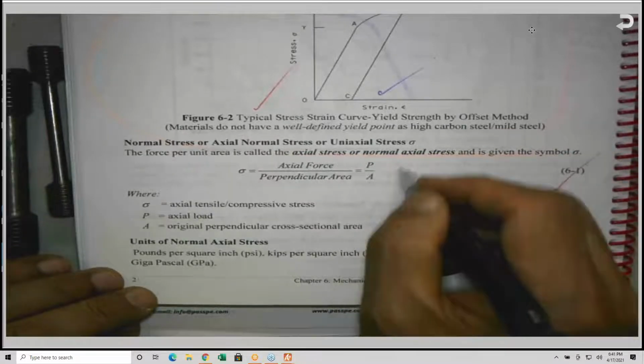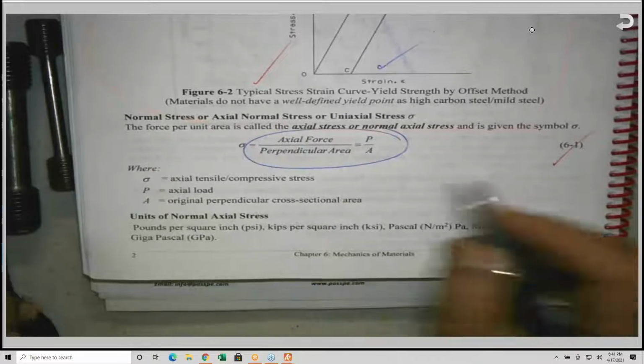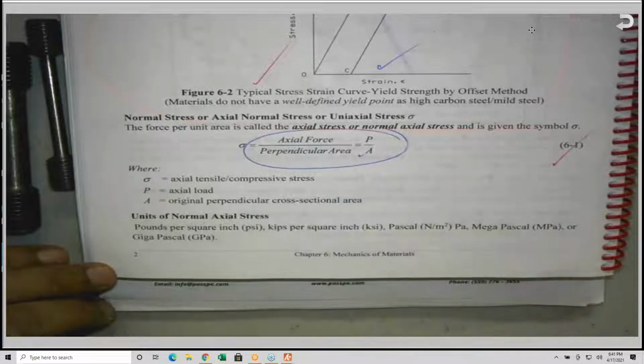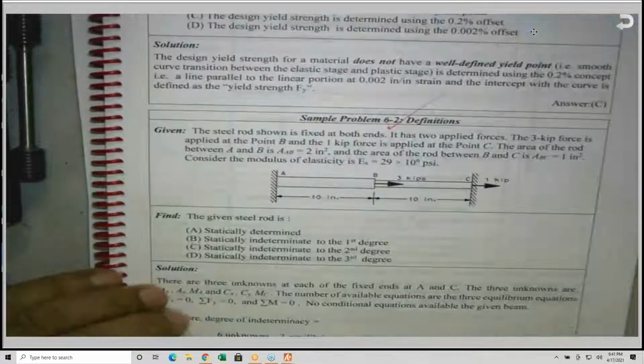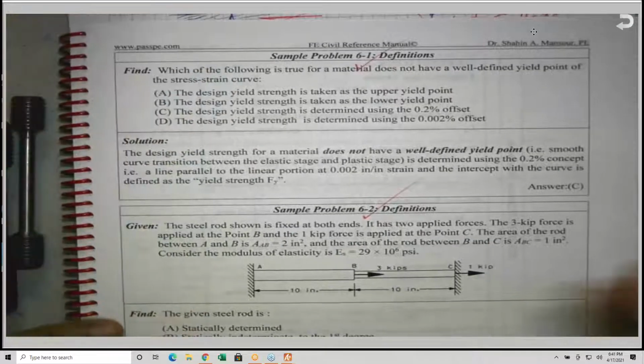So this is the repetition of what I just talked about, the offset method, which is 0.2%, and stress is equal to P over A. Stress is equal to axial force divided by the perpendicular area. It must be perpendicular area, by the way, you have to be careful. Units are PSI or Pascal or megapascal. So units are important. And problems, this chapter has a lot of problems, by the way.